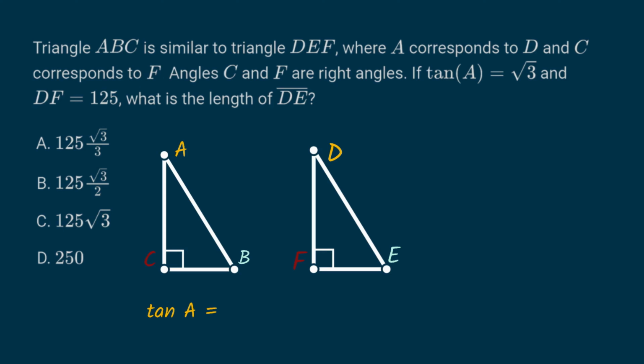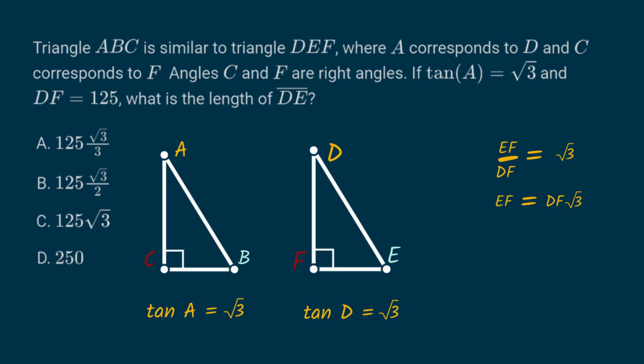Then if tan A equals root 3, then tan D equals root 3 as well. Since tan means the opposite side divided by the adjacent side, EF divided by DF is equal to root 3, which means that EF equals DF root 3.